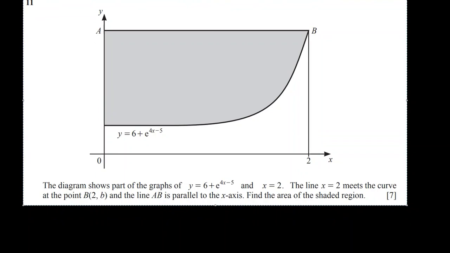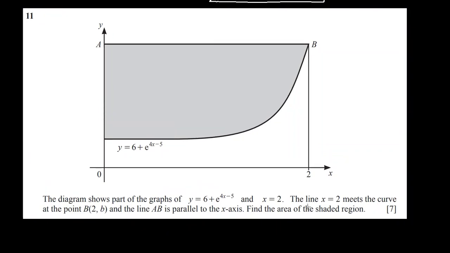Question 11. It's just a single part question worth 7 marks. Okay, so the diagram shows part of the graphs of y equals 6 plus e to the power 4x minus 5, and x equal to 2. The line x equal to 2 meets the curve at B. Okay, 2, b are the coordinates of B, and the line AB is parallel to the x-axis.